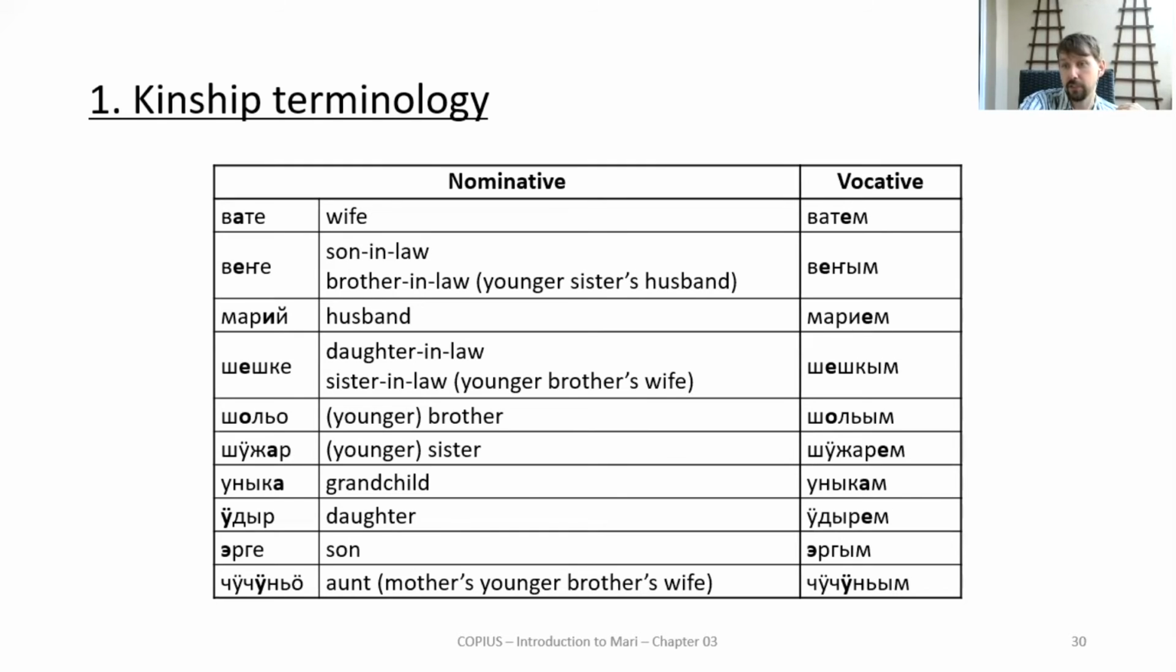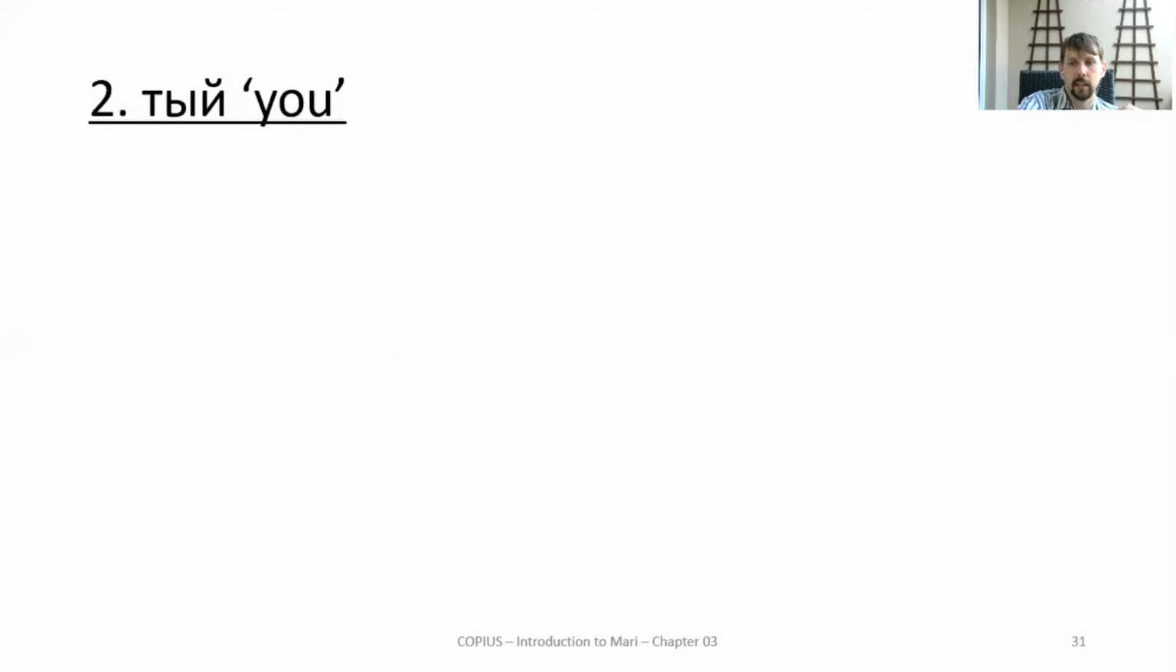So yeah, here you have just the vocative forms of the possessive forms. Be careful at the bottom here when you have ergem or chuchunyum, or here sheshgem. These are the irregular possessive forms that we were discussing on an earlier slide. Yeah, something to keep in mind.